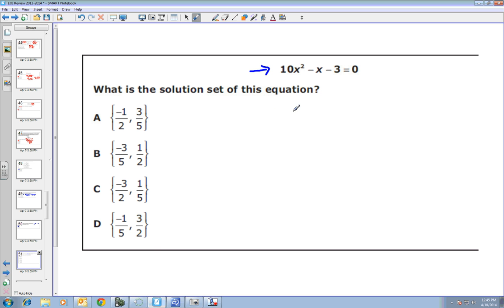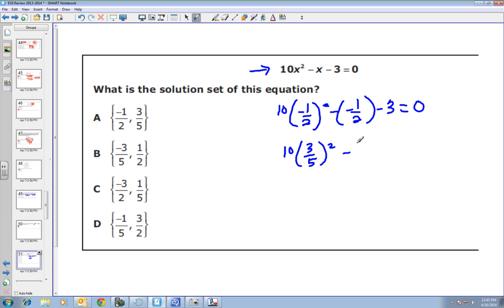So I can use my table. If you don't like to use your table, you can substitute those numbers in, just like we did before. And then you can plug this in your calculator, and you should get 0. And if that one works, then you would plug in 3/5, just like this, and see which one works. Okay, so either way you can do that. Doesn't matter.